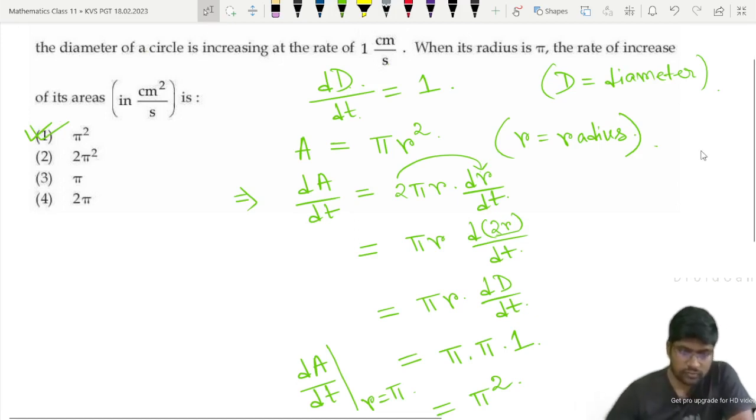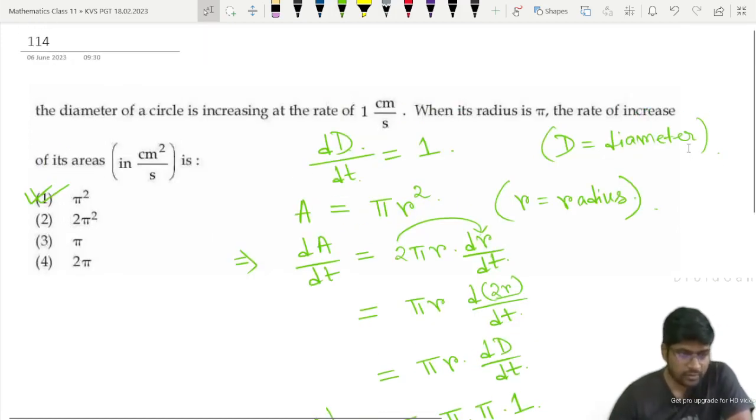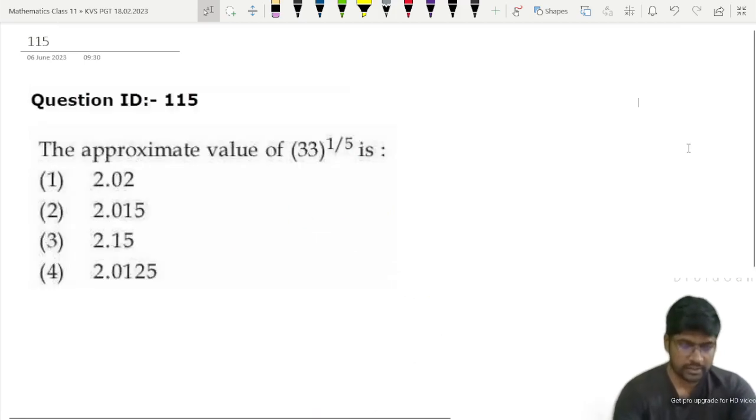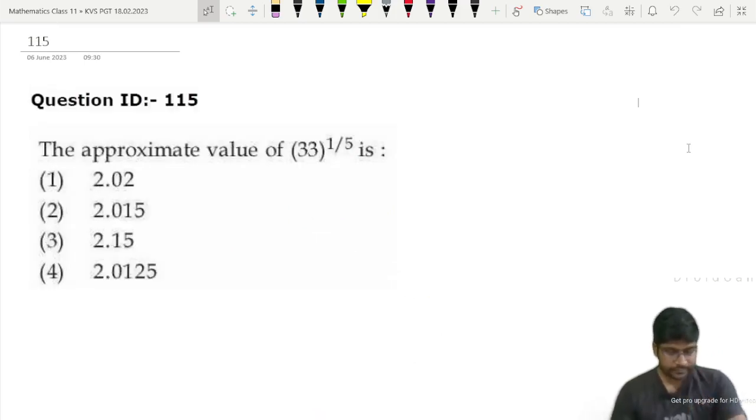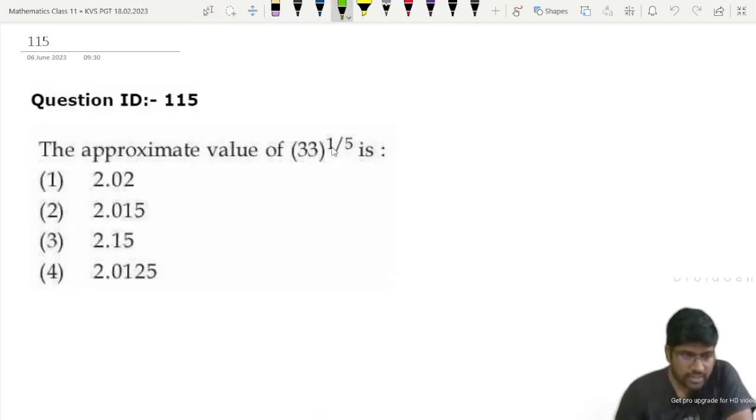So this was question number 114. Okay, let's go to 115. The approximate value of 33 to the power 1 by 5. This is also a question from application of derivative.